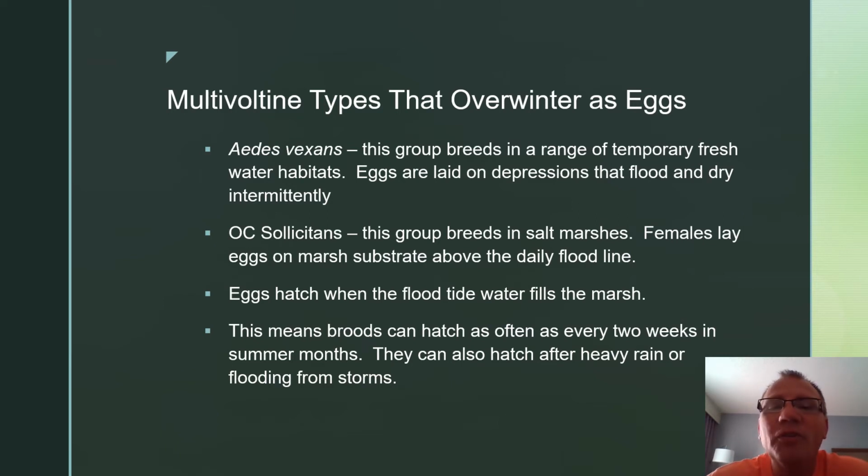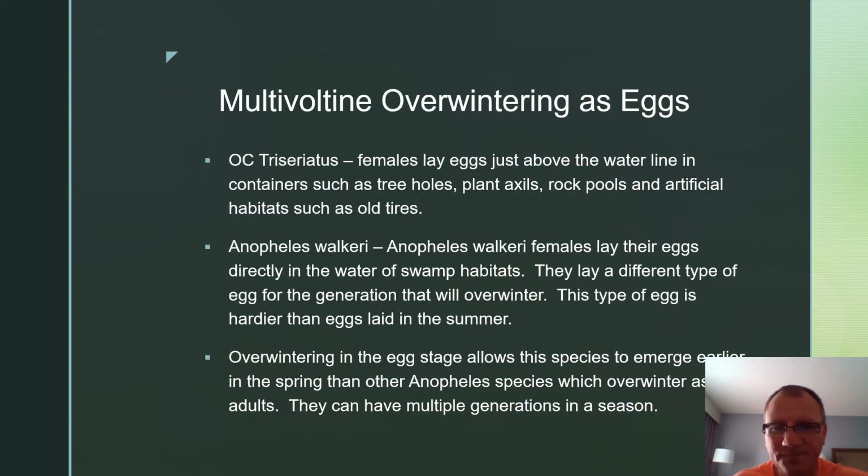Looking at multivoltine types that overwinter as eggs. Aedes vexans: this group breeds in a range of temporary freshwater habitats, and eggs are laid in depressions that flood and dry intermittently. Ochlerotatus sollicitans: this group breeds in salt marshes. Females lay eggs on the marsh substrate above the daily floodline. Eggs hatch when the floodwater fills the marsh. This means broods can hatch as often as every 2 weeks in the summer months. They can also hatch after heavy rain or flooding storms.